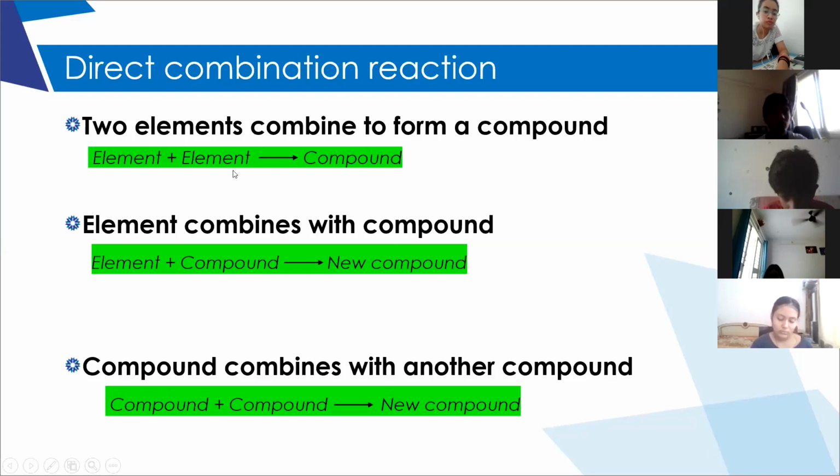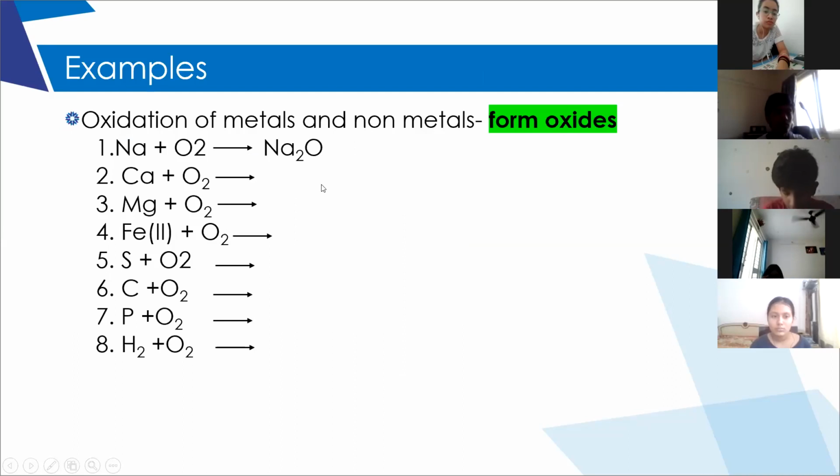Okay. So there are three types of combination reactions. The first one in which two elements combine to form a compound. Second one, an element combines with a compound to form a new compound. Whereas the third one is two compounds will combine. Clear? So the first one we will discuss is element with another element. Element combines with element. Okay. So that is the basic example. The main example is oxidation of metals and non-metals. So children generally understand this one.